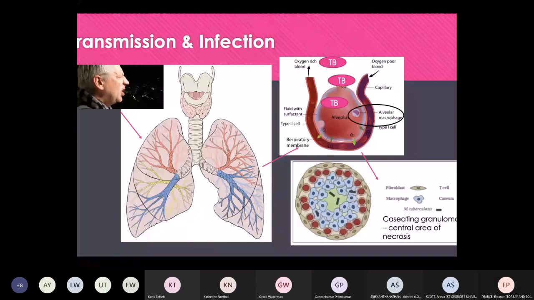So the structure of this is, as it shows here, you've got a ring of macrophages surrounding the TB in the middle. And then you've also got T cells around the outside. And then you get fibroblasts eventually forming a ring around the whole thing. And you get this central area of necrosis. That's why we call it a caseating granuloma. And it's a very classic sign of TB infection.